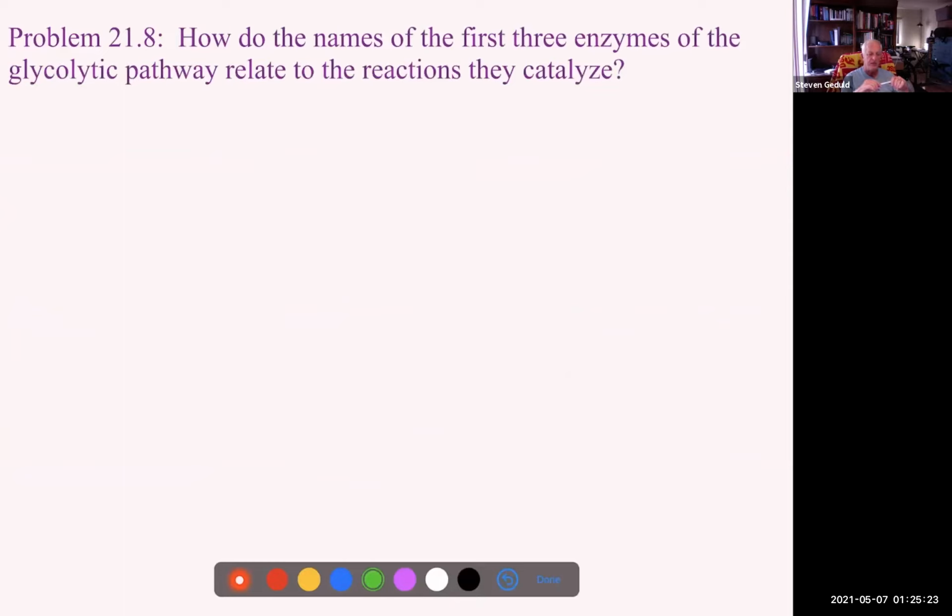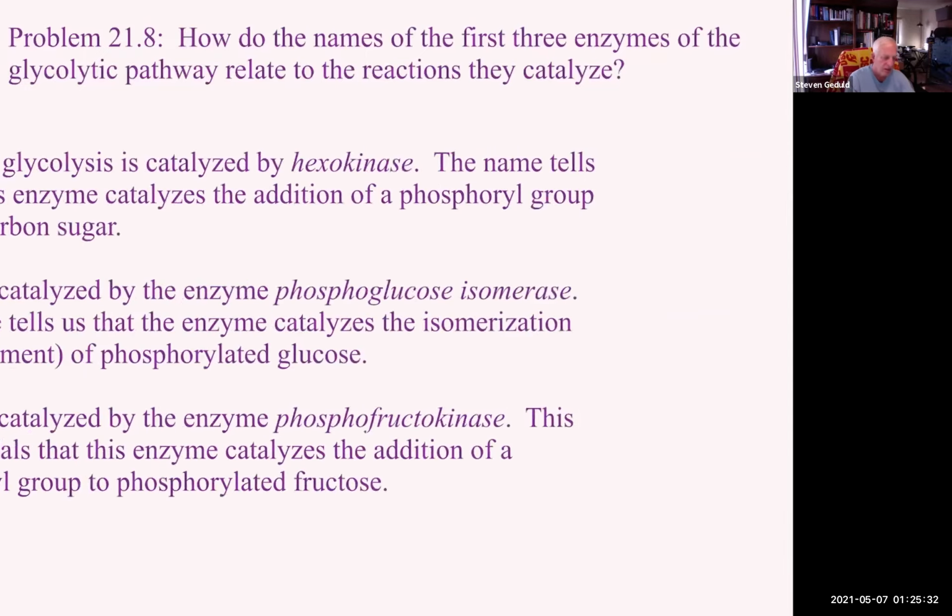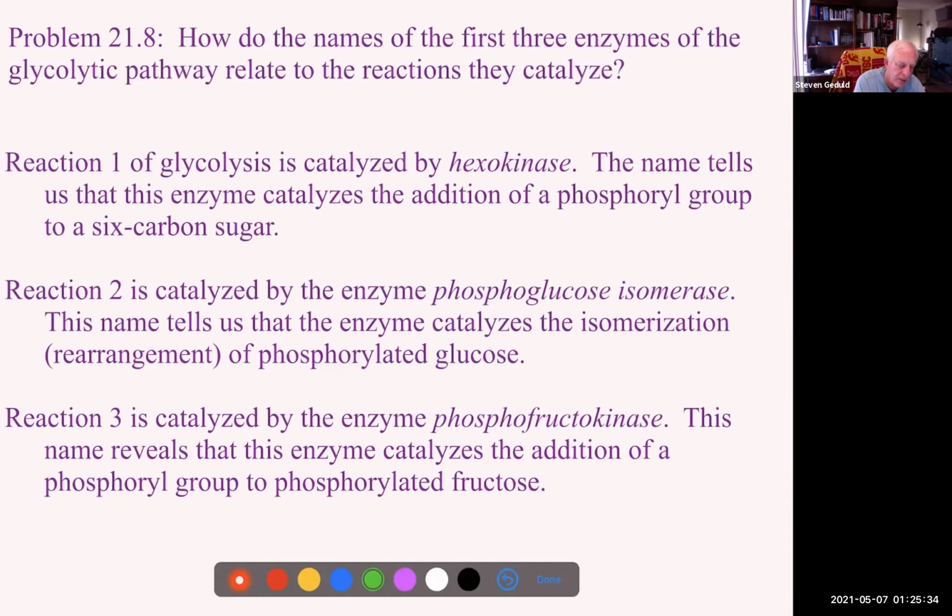How do the names of the first 3 enzymes of the glycolytic pathway relate to the reactions that they catalyze? They tell you the substance they act on and what they do. Okay. Reaction 1 of glycolysis is catalyzed by hexokinase. Hexo is a 6 carbon sugar. Kinase is an enzyme. So the name tells you that this enzyme catalyzes the addition of a phosphoryl group to a 6 carbon sugar. Okay.